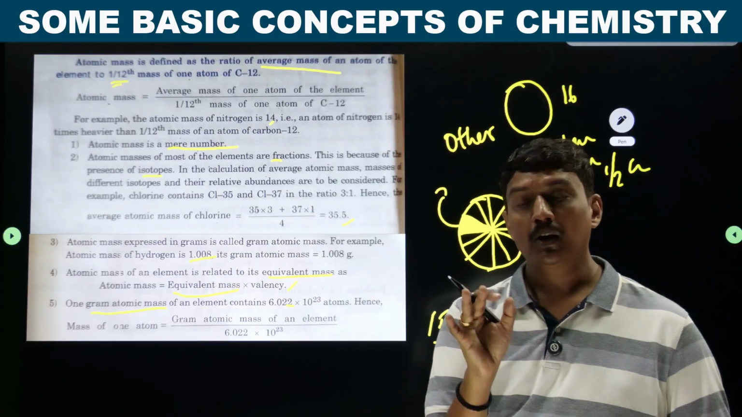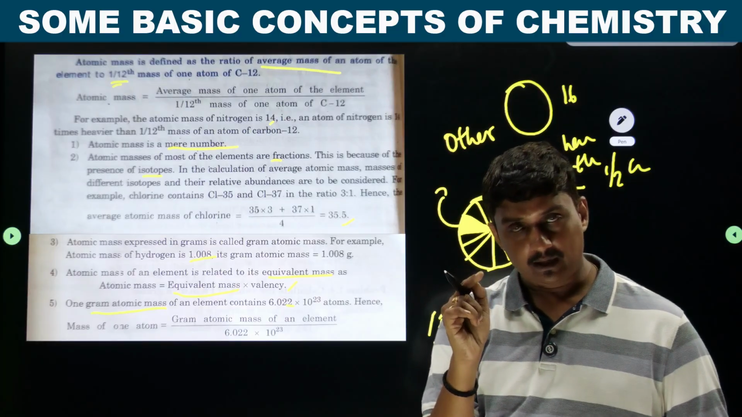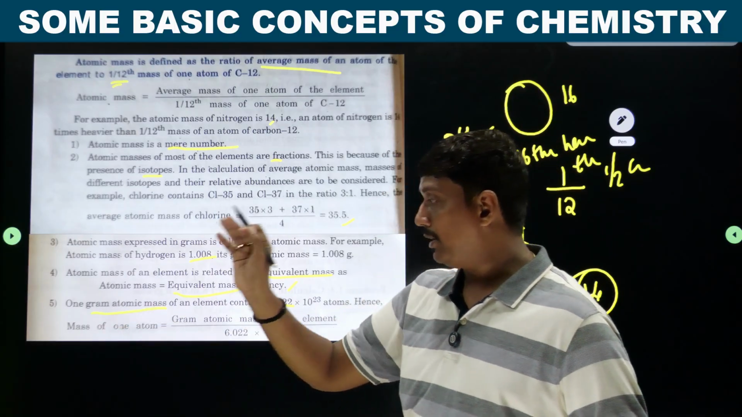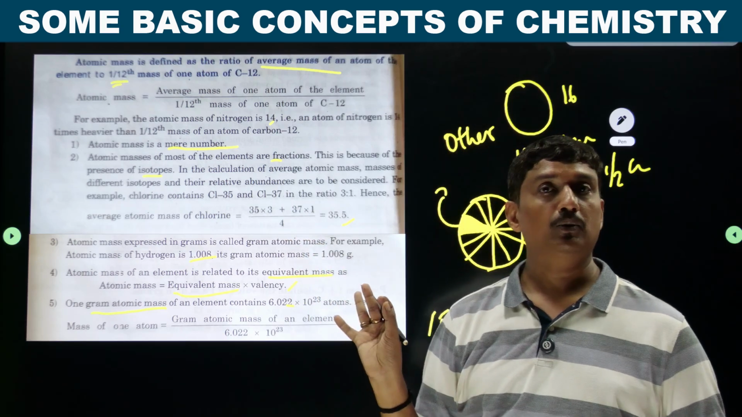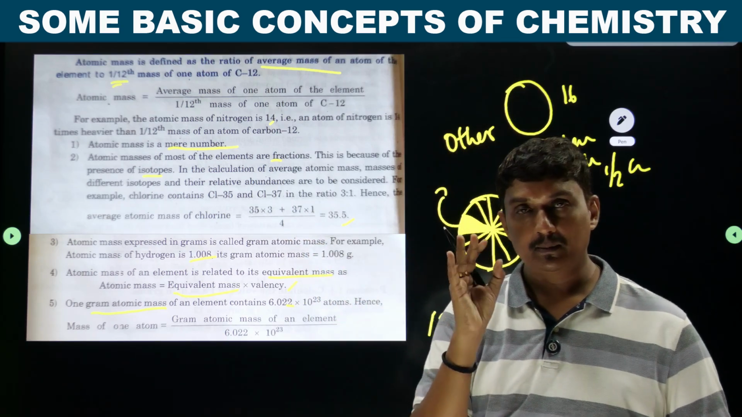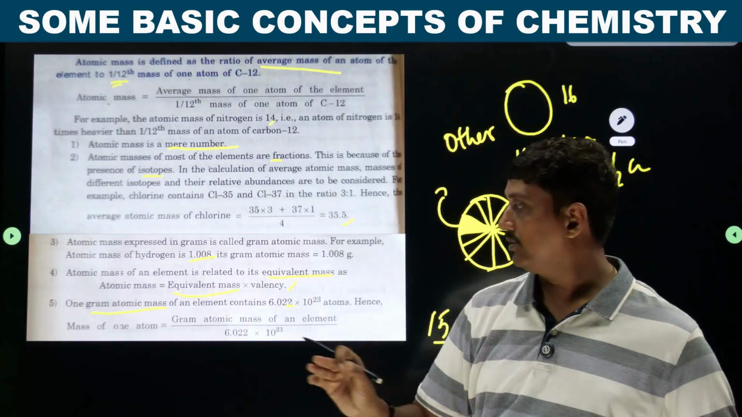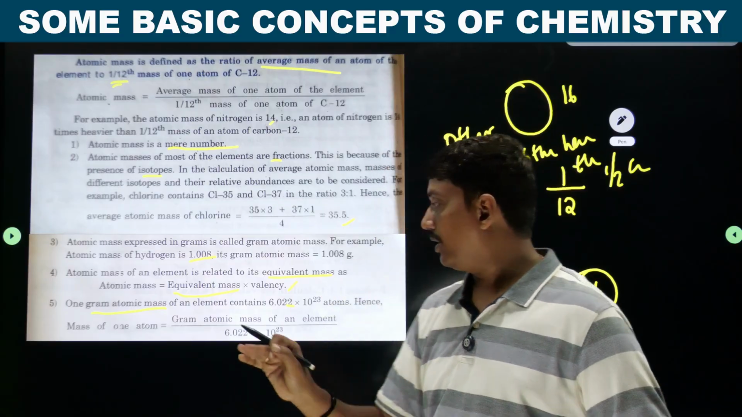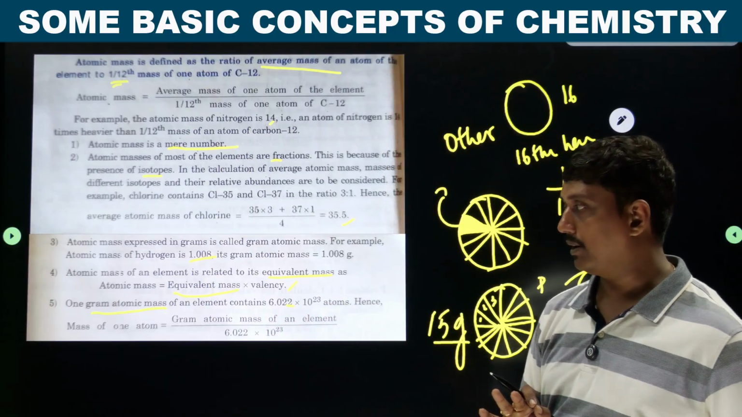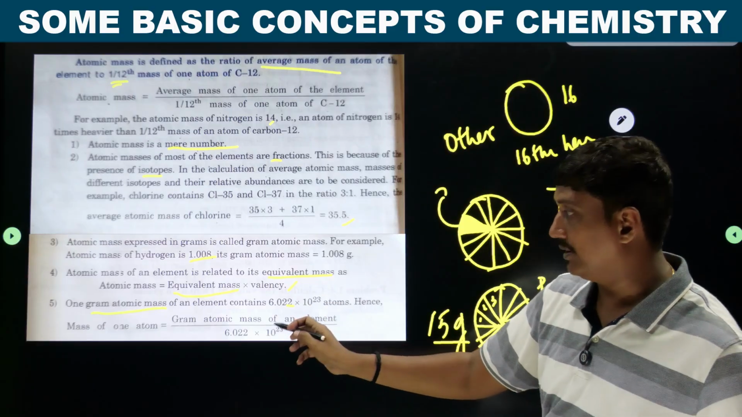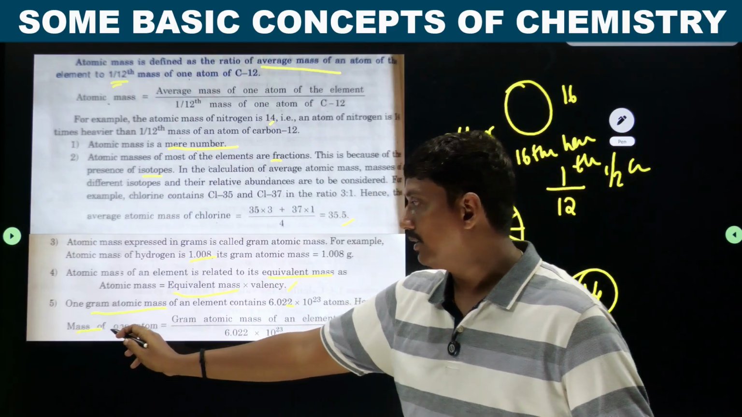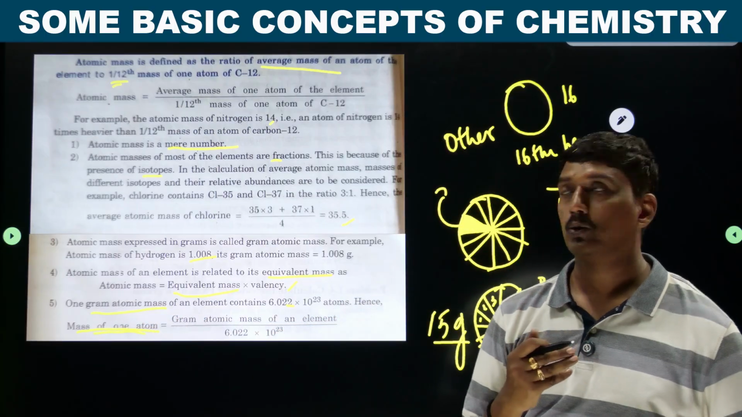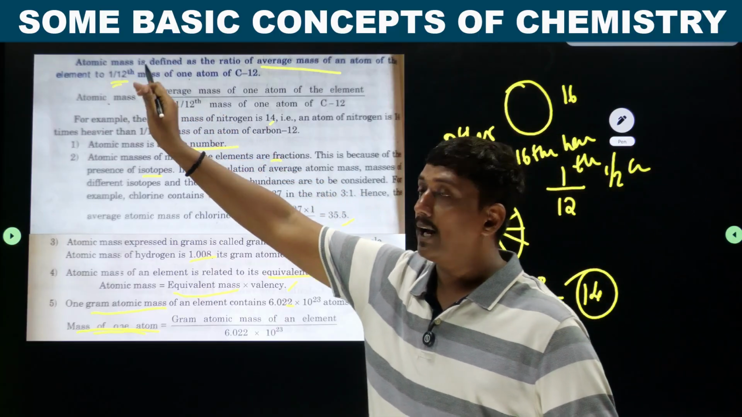Don't get confused. The mass of one atom or the mass of one molecule is different. 1 gram atomic mass is different. In simple words, 1 gram atomic mass is equal to its gram atomic mass, which consists of Avogadro number of particles. Using this, we have calculated the mass of one atom and the mass of one molecule. So this is about atomic mass.